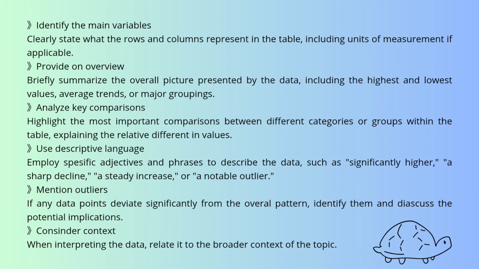First, identify the main variables. Clearly state what the rows and columns represent in the table, including units of measurement if applicable. Second, provide an overview. Briefly summarize the overall picture presented by the data, including the highest and lowest values, average trends, or major groupings.